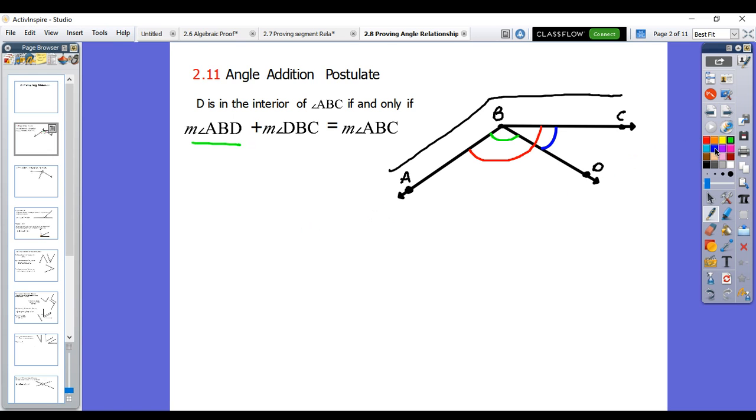So that angle right there, plus the measurement of angle DBC. So understand B is the middle point because that is our vertex. So ABD plus DBC equals the whole thing ABC. You can also split it up. You can say, hey, the measurement of angle ABC is equal to the measurement of ABD plus DBC. That's a symmetric property right there.